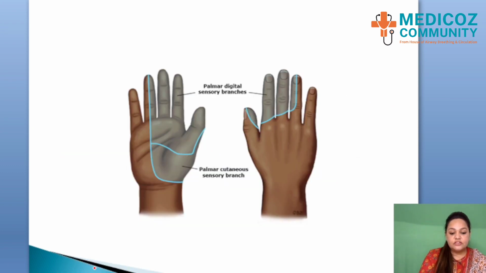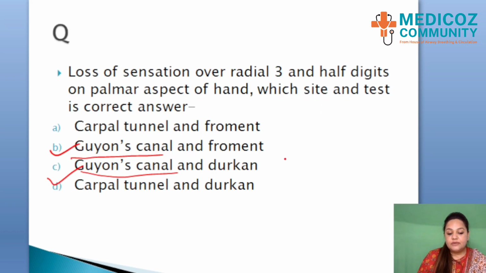So now we have got the answer here. The carpal tunnel is definitely the part here, because the median nerve is passing through it, but the test which is related to the median nerve is the Durkan test.